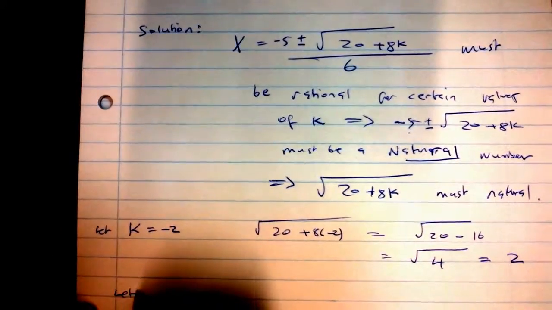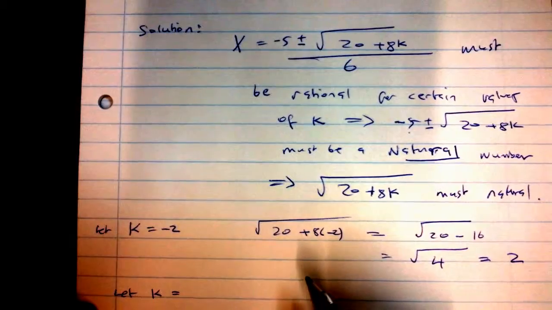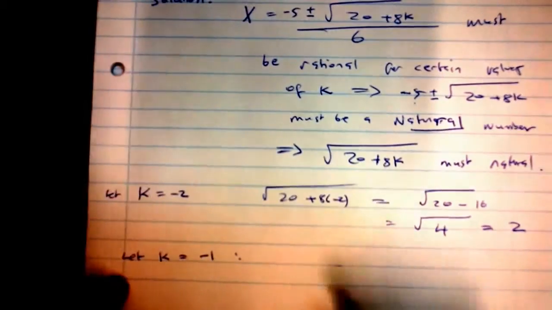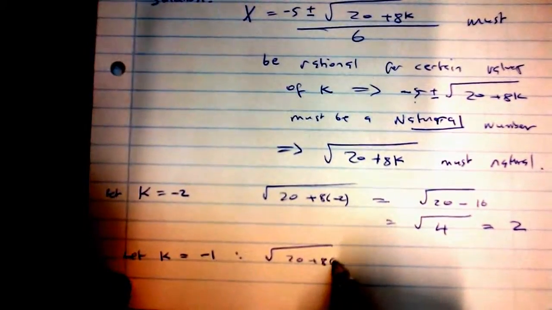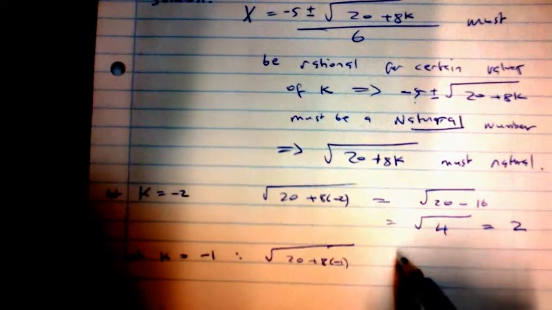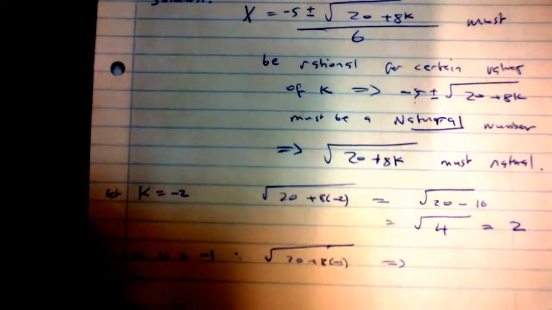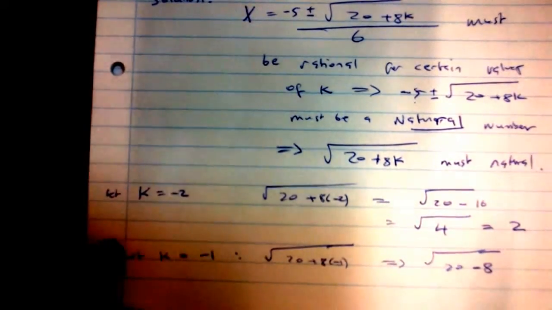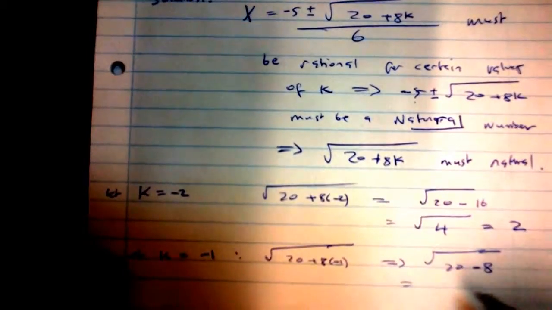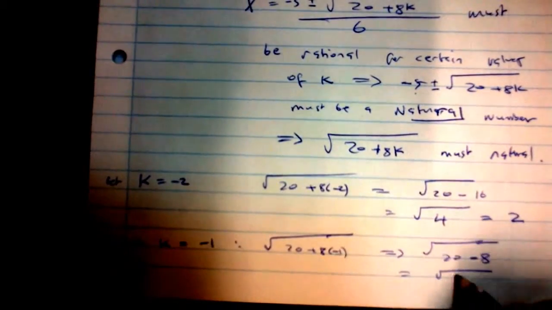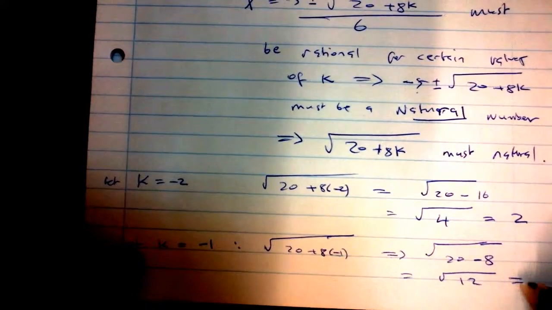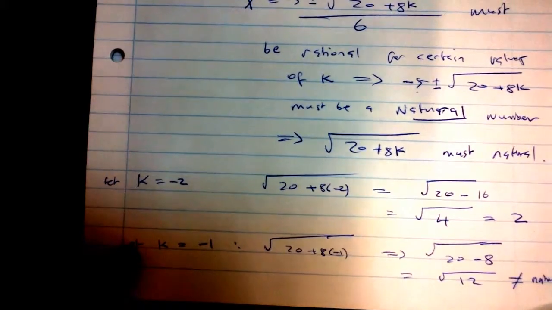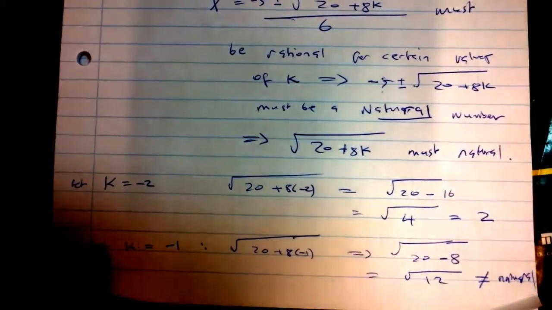So now let k equal -1. What happens there? If you plug in k equals -1, you'll have root of 20 plus 8 times -1. What will you have? You will have root of 20 minus 8, which is root of 12. This is clearly not natural. So it won't work.